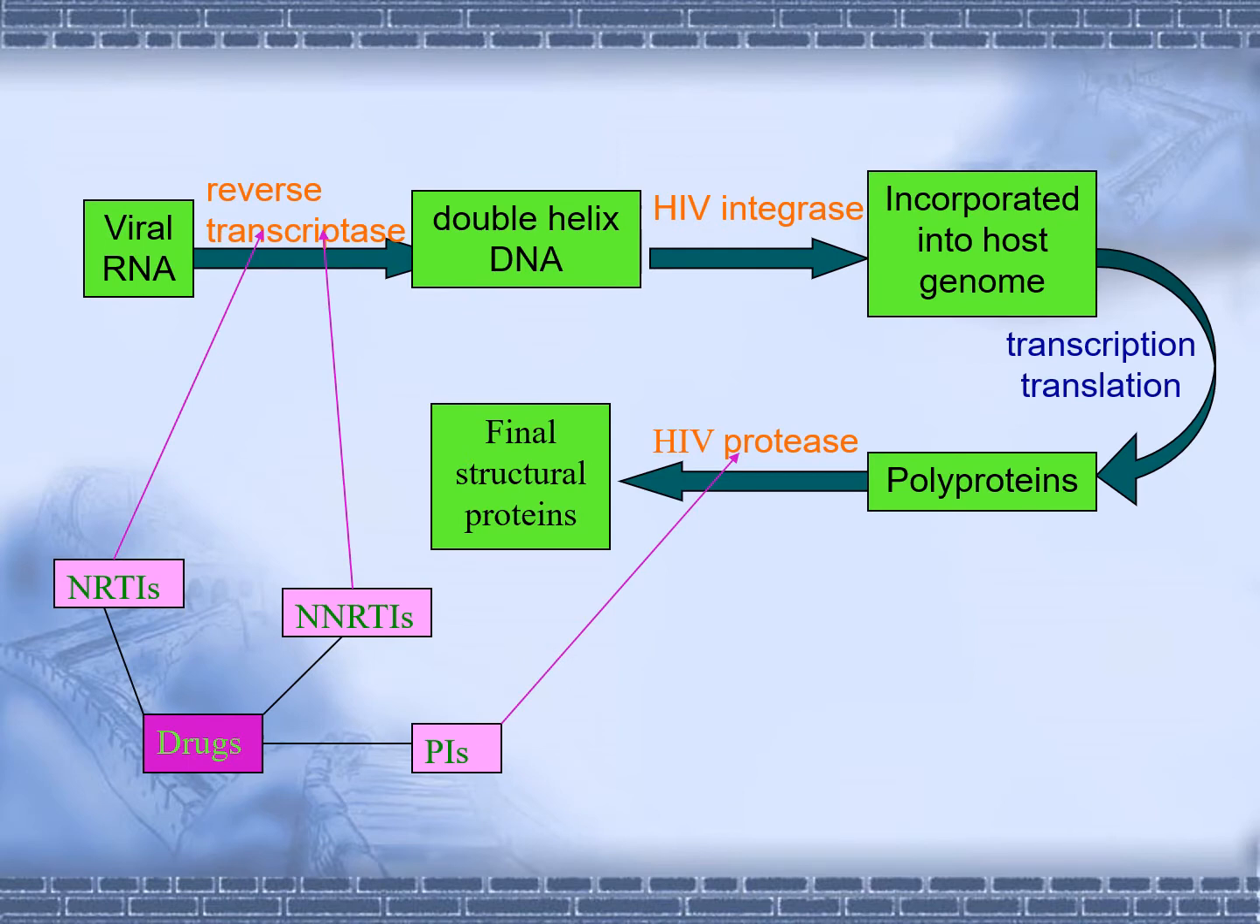Once again, this diagram shows how the various drugs are acting at the various steps, like RTIs of two types. They are acting at this stage. Then integrase inhibitors, which inhibit the incorporation of this DNA into the host genome. So the integrase inhibitor inhibits this step. Then we give protease inhibitors, which are acting at this step for the release of the final structural proteins.